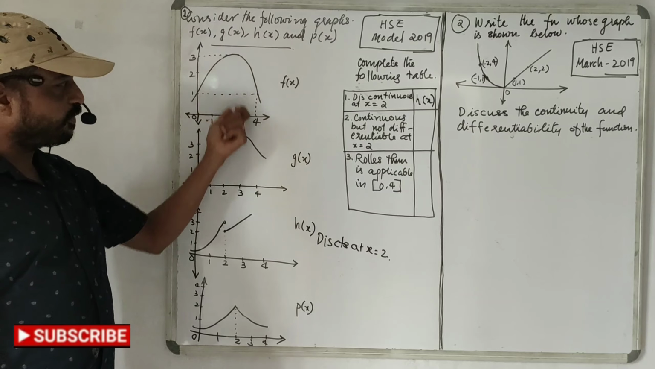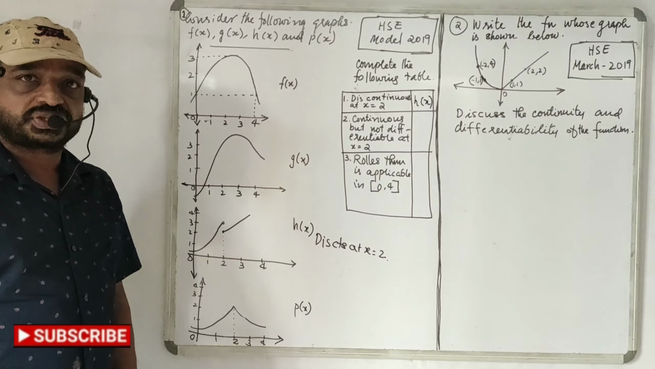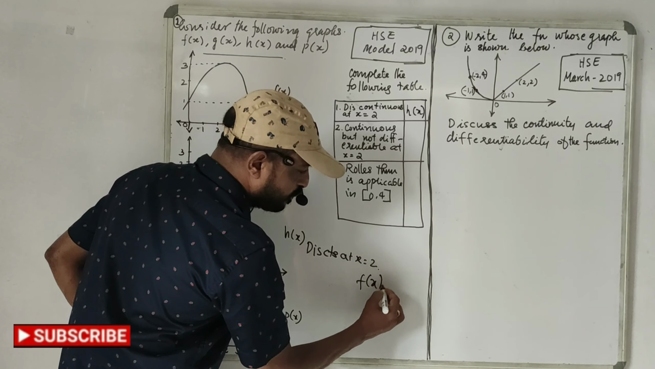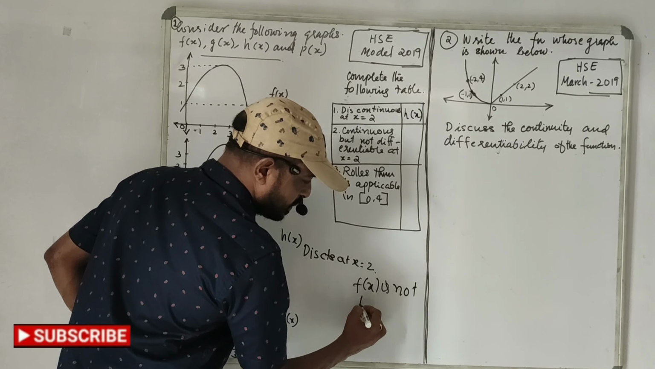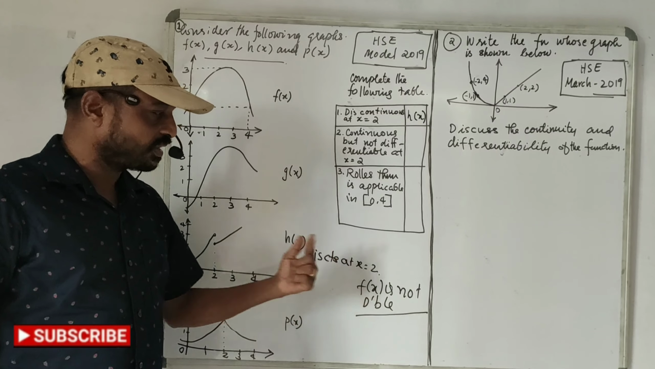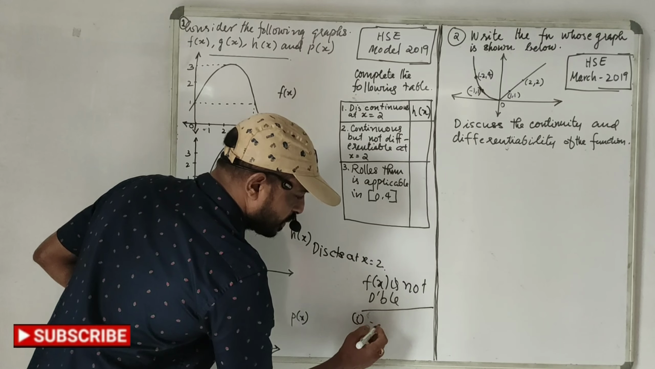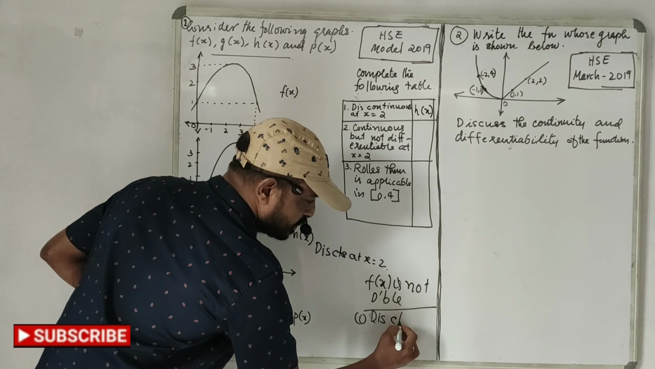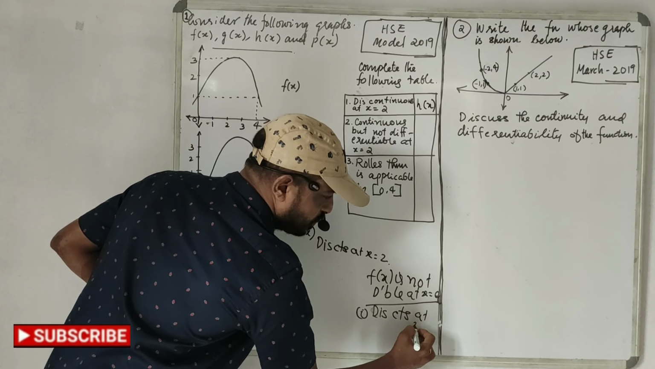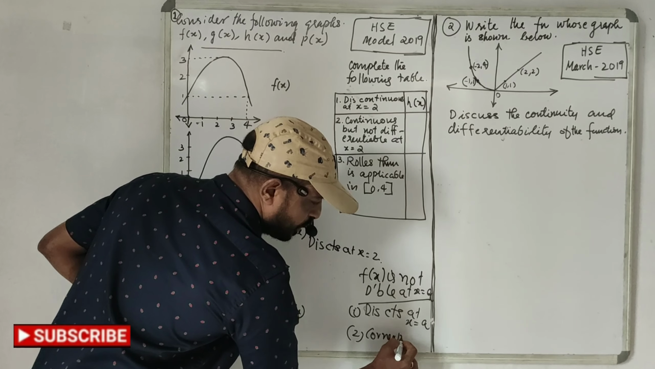Next, let us check the differentiability. By using graphs, how can we check whether a function is differentiable or not? If f of x is not differentiable at x equal to a, the first condition is that it will be discontinuous at x equal to a. The second is a corner point at x equal to a.